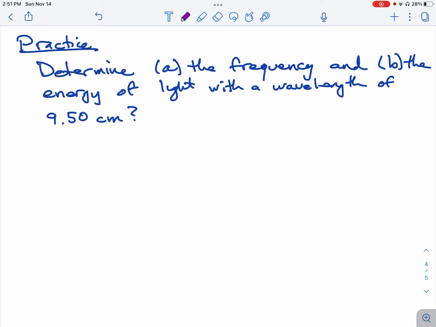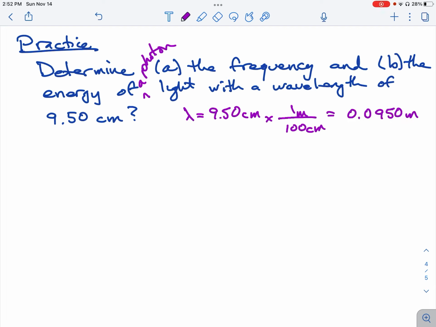All right, so hopefully you've had a chance to work the problem. We're asked to find the frequency and the energy of a photon of light with a wavelength of 9.50 centimeters. Let's convert that into meters just to make our lives a little easier. So that's going to be 0.0950 meters.